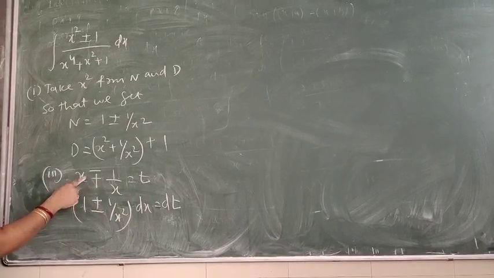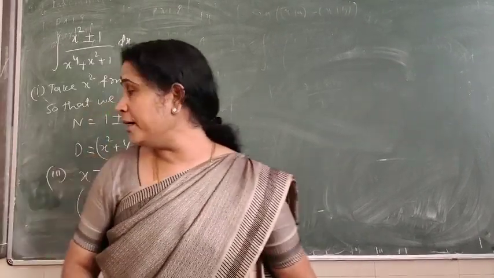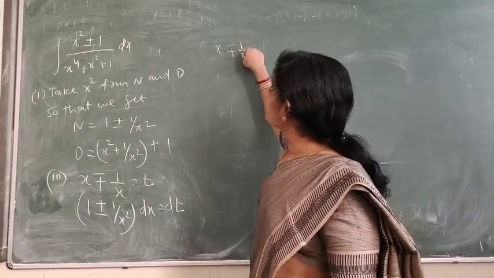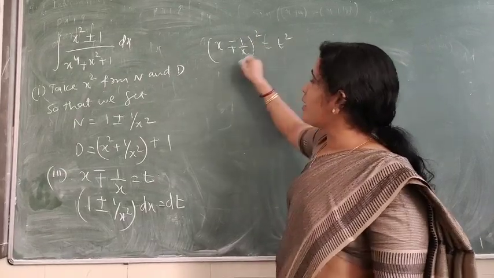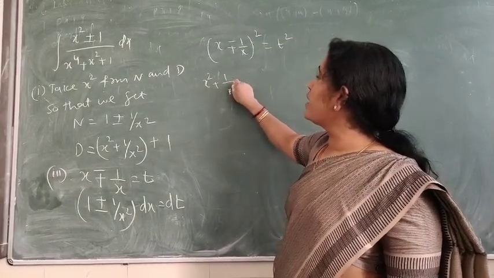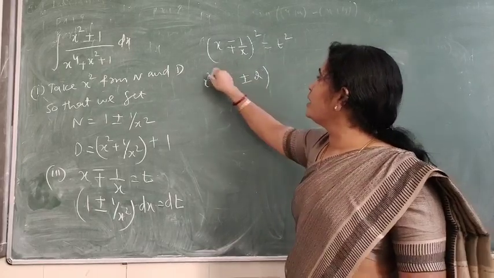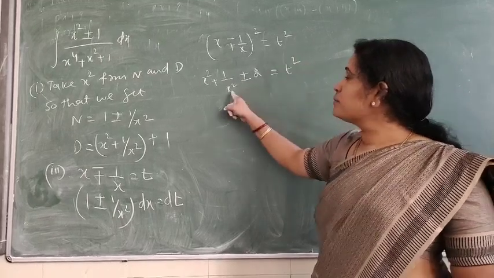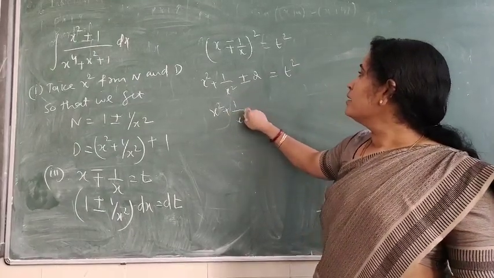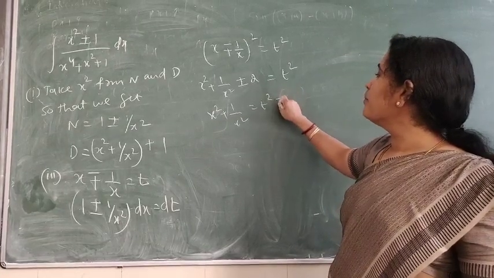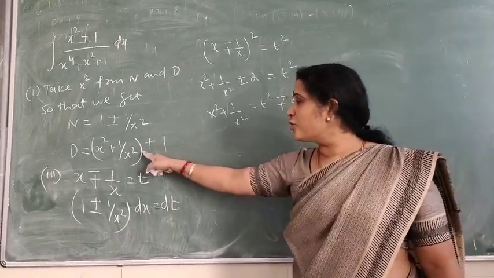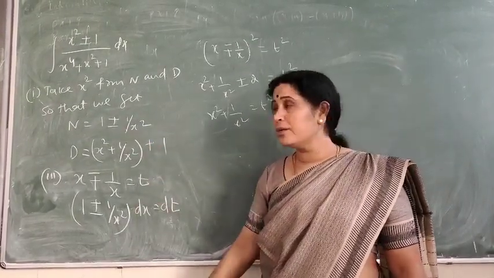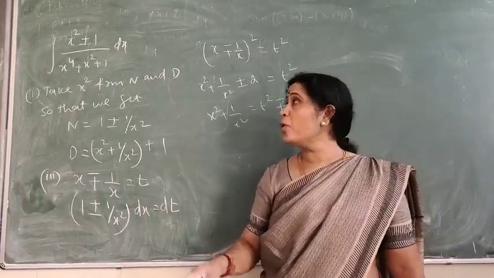Whatever substitution you have given, squaring on both sides, you will automatically get the denominator. If I square on both sides, that is (x minus or plus 1 by x) whole squared is equal to t². Or otherwise, I get x² plus 1 by x² minus or plus 2 equal to t². Now substitute x² plus 1 by x² equal to t² plus or minus 2 in the denominator, and substitute dt instead of the numerator. So you will get the answer. This is one of the most important formats.